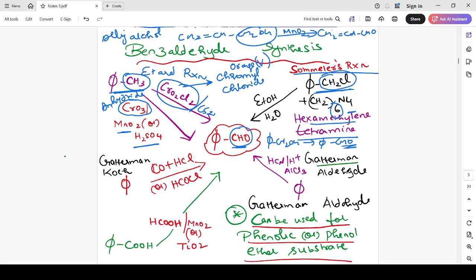The next reaction is the Gattermann aldehyde reaction. Very prominent usage for phenolic or phenolic ether substrates. I have phenol here. If you want to attach an aldehyde unit to this, for that it's very prominent. Doesn't mean only for phenols I can use it. Even just benzene also you can use it. Hydrocyanic acid HCN in the presence of aluminium chloride attaches aldehyde here.